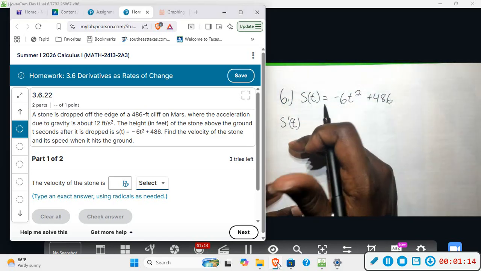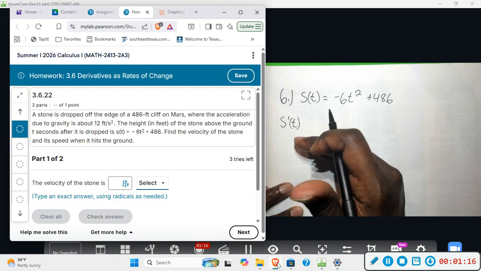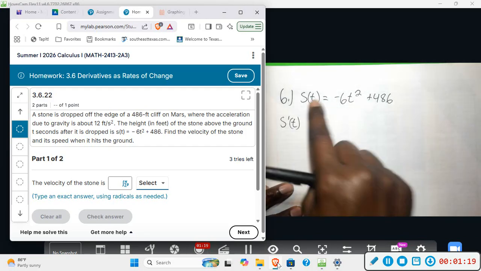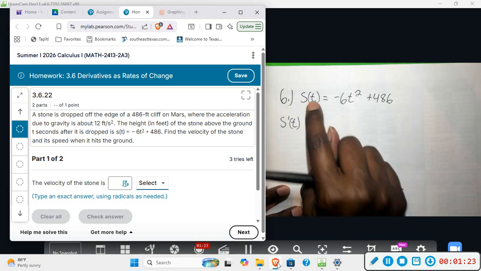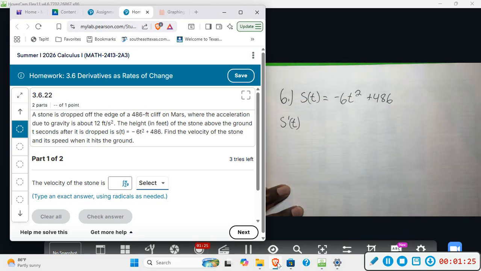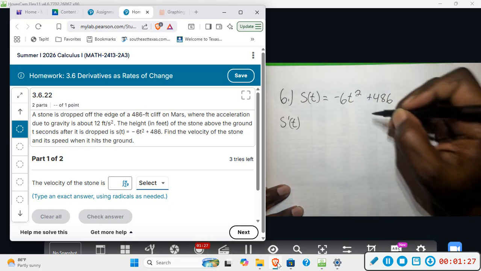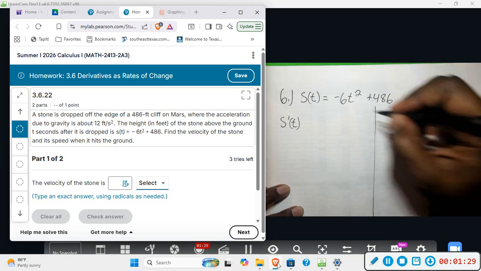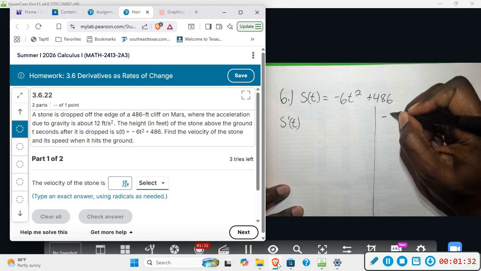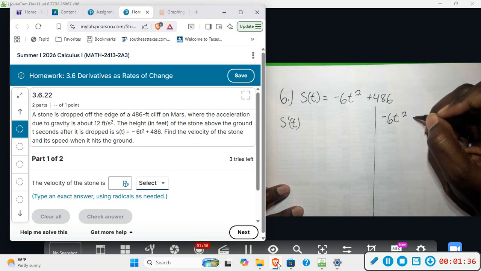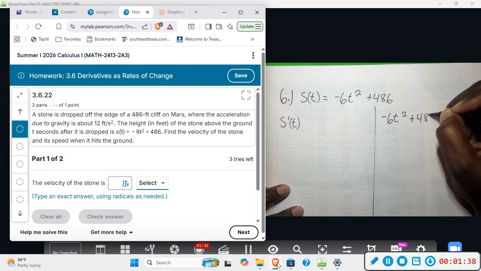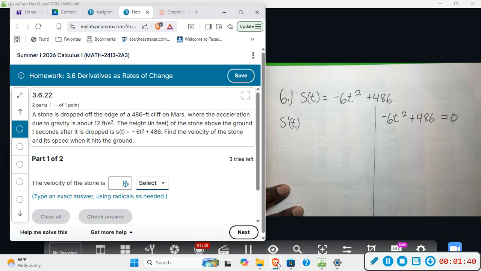Now I want to know the velocity at a specific point. That's when it hits the ground. So that also means I need to take the position function and set it equal to 0, so I know at what time this stone hits the ground. So on the side, I'm going to take this equation, negative 6t squared plus 486, and set it equal to 0. These are the two things we need to do in order to solve this problem.